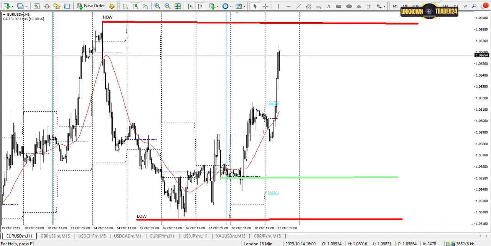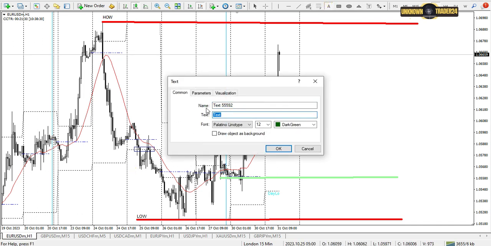Now they correct. They give a day one. However, nothing is broken. And then they give a breakout here. They break the previous day's low. So this is day one of breakout, guys, in the market. Basically it's day one of BO.